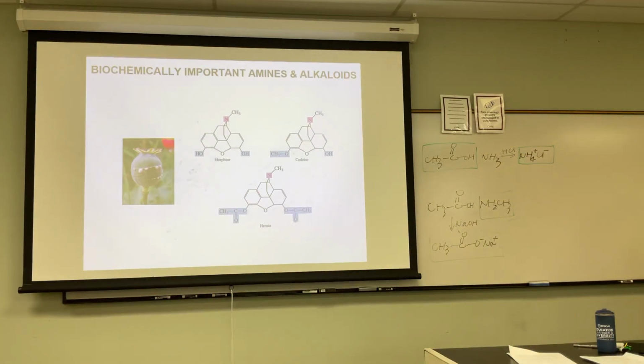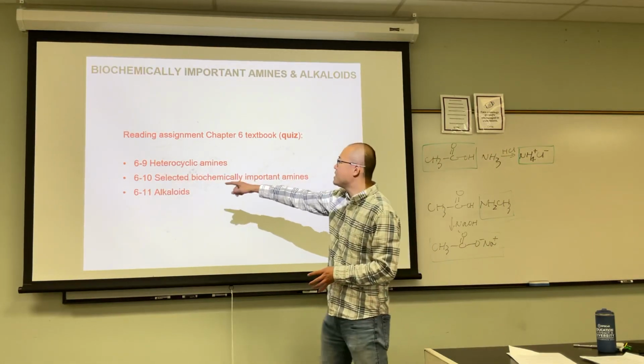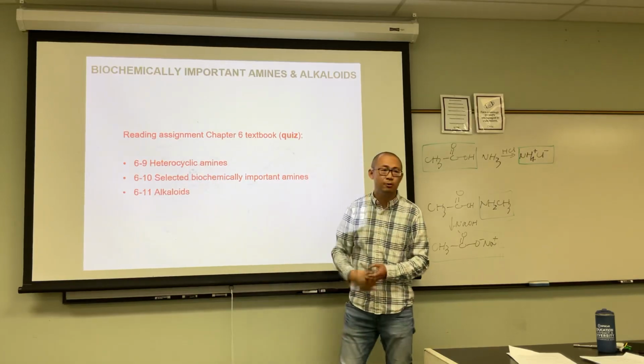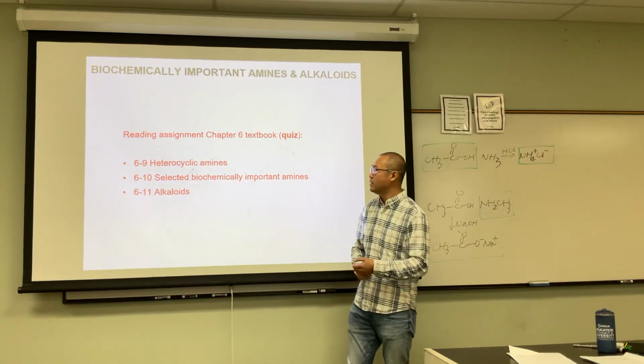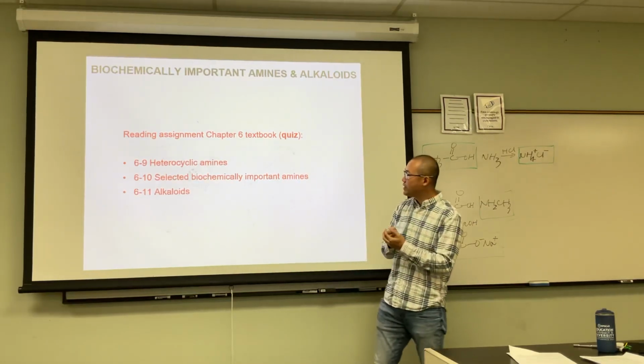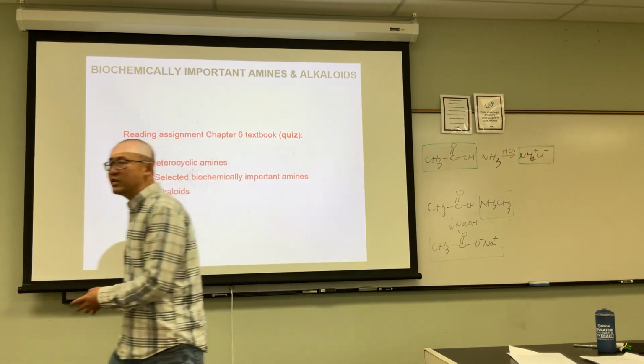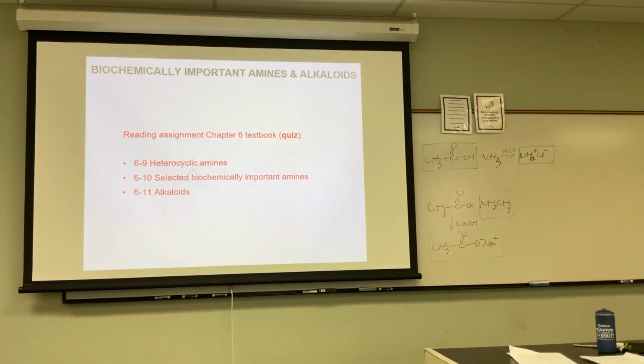And finally, the sections I need you to read are listed here. The numbers may be different. This is the title of the sections in your book, called heterocyclic amines and selected biologically important amines and also alkaloids. You will see that in chapter 6 of your book. Just read for the title. Your book is by sections, section 1, section 2. These are the section titles.